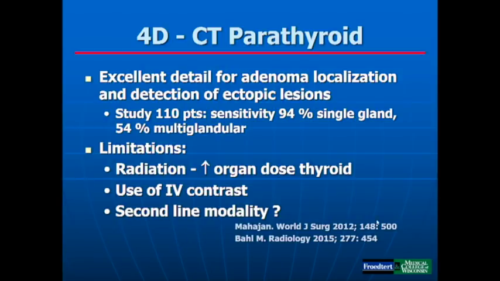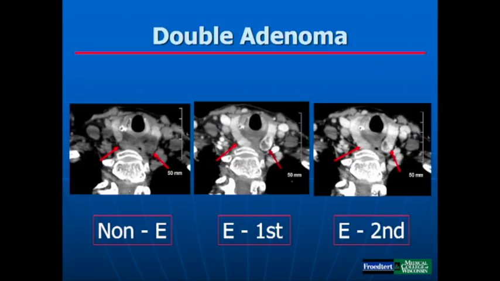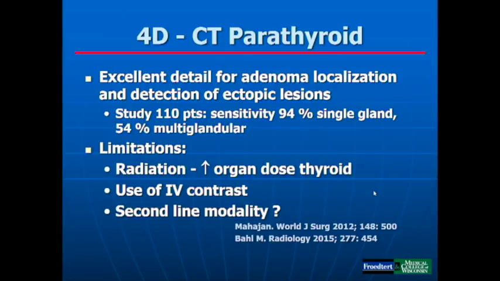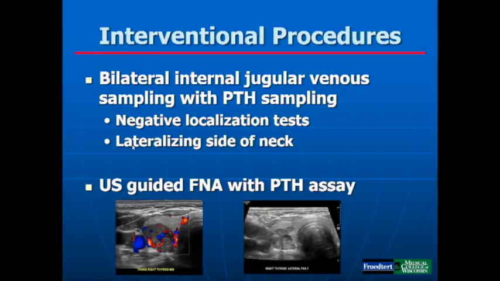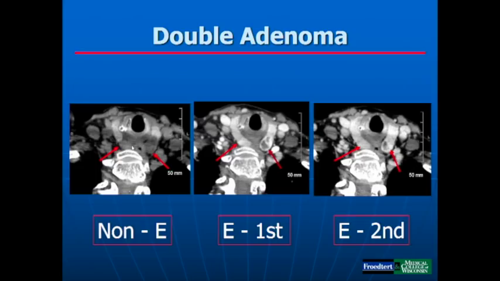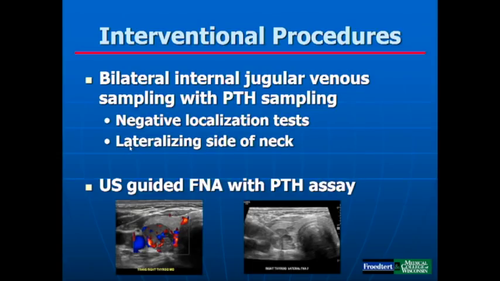So the 4DCT has excellent detail for adenoma localization and detection of ectopic lesions, but however has the drawback of radiation and increased organ dose. This is a patient with a double adenoma. Here you can see the arterial enhancement in the first pass, and washout, but the most important thing is that you don't see this in the non-contrast examination.